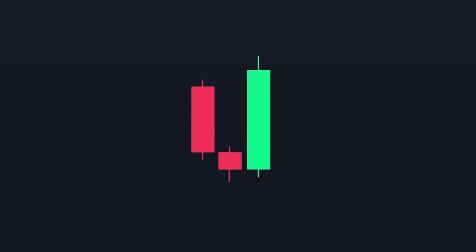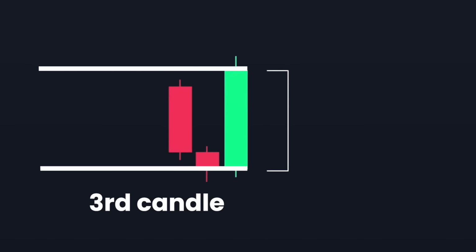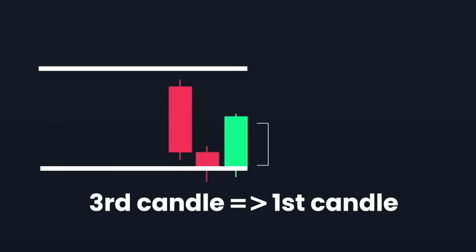Here's what makes this pattern so reliable. The size of the third candle determines the success rate. If the third candle's body is equal to or larger than the first candle, you're looking at a high probability reversal signal. If it's smaller, the signal is weaker.